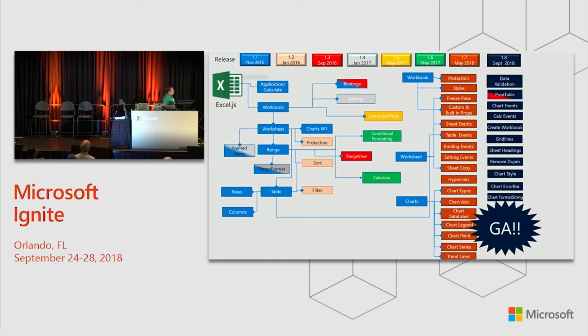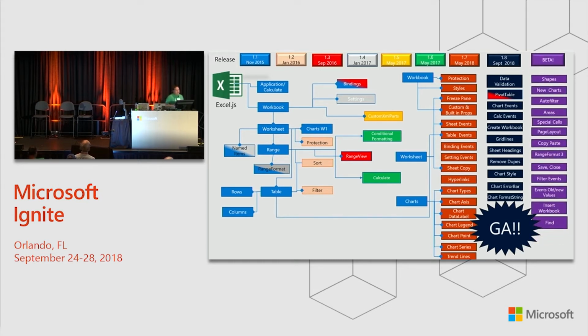We are also announcing today another 400 APIs that you can try today on our beta endpoints. This includes shapes and all the charts in Excel. So basically, we are declaring charts complete. We have autofilter for ranges. For the first time in the API history, we are able to support discontinuous ranges, so you will find the functions to do that. We added special cells, page layout, copy paste, save and close, filter capabilities, and so on and so forth.